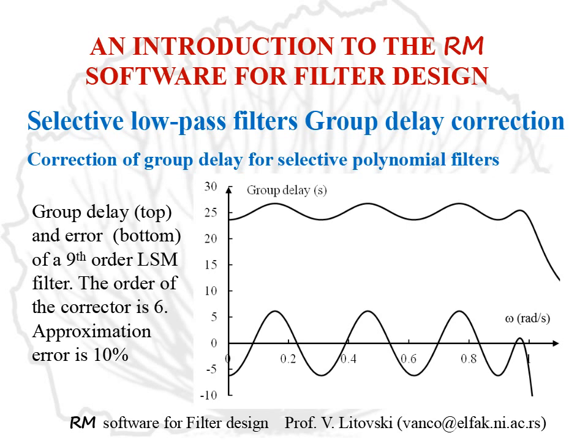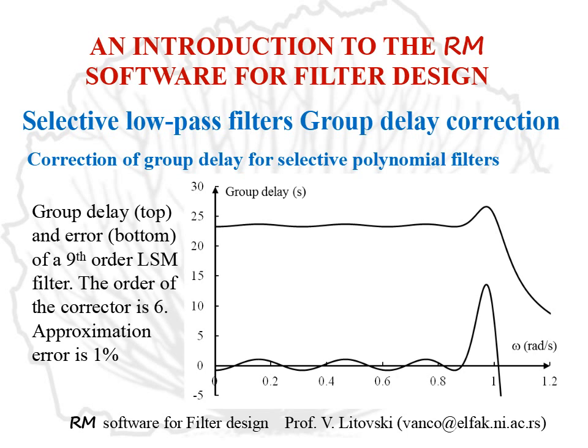Here is the first example of correction of the group delay of selective polynomial filters. In this example, the ninth order LSM filter is taken and a corrector is synthesized of the sixth order, while the imposed requirement about the group delay error was 10%. As can be seen, the whole bandwidth, passband, is covered.